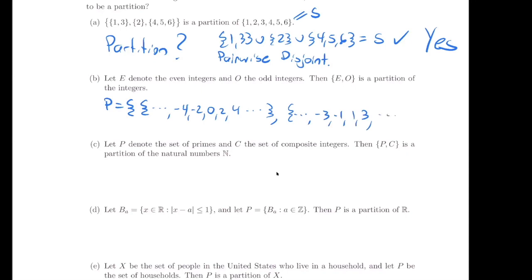So that would be all the even numbers grouped together, and a second set with all the odd numbers. And these are disjoint, right? A number can't be even and odd at the same time. And all of the integers have to be either even or odd. There's no third choice. So when we take the union of these, we'll get all of the integers back.